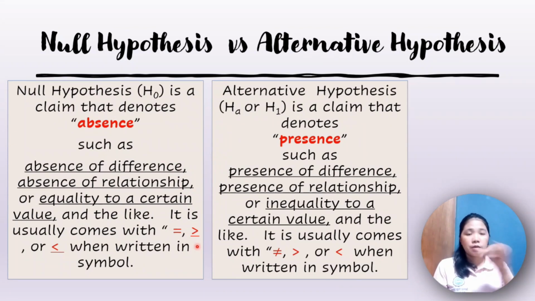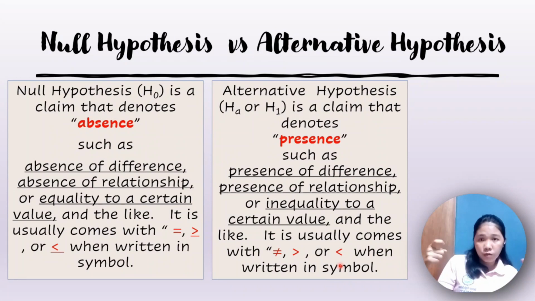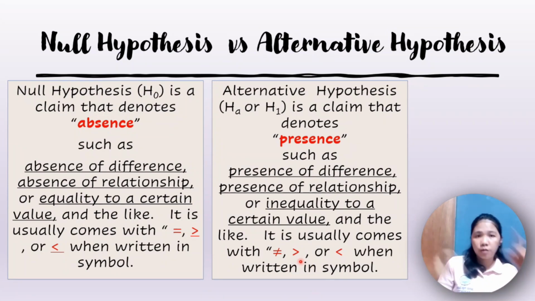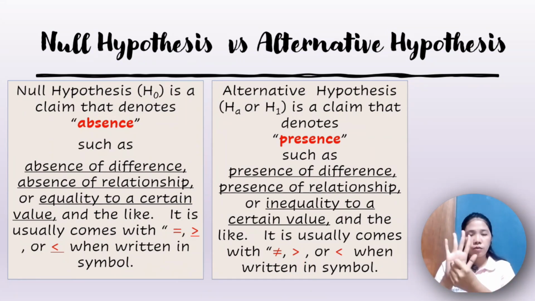If we use greater than or equal to, the negation of this is the less than symbol, while for less than or equal to, the negation of this is the greater than symbol. If one is true, the other one must be false.